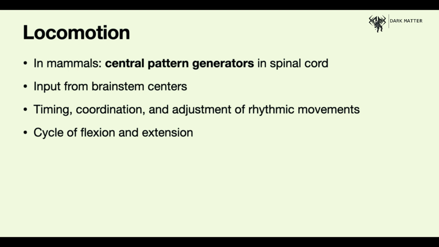Finally, walking or locomotion is a type of movement we execute without even thinking about it, yet it is rather complex if we think about it internally. In mammals, there are clusters of cells that are called central pattern generators, and they're found in the spinal cord. So they integrate input from centers in the brainstem that play a role in locomotion, and then they produce appropriate timing, coordination, and adjustment of this type of rhythmic movement. However, in its essence, locomotion is basically repetitive cycles of flexion and extension that is similar to what we saw in the reflex of the crossed flexion and extension.